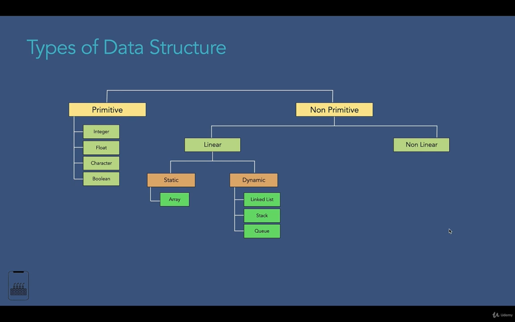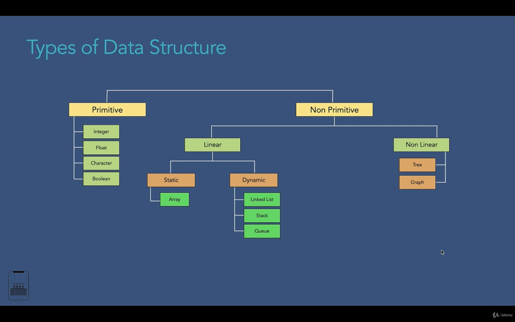However, when it comes to nonlinear data structures, the data is connected to several other items and they are not organized sequentially. Here it's possible for a data item to be connected with more than one data item. Graph and tree data structures are nonlinear data structures. So as you can see, we have various types of data structures.